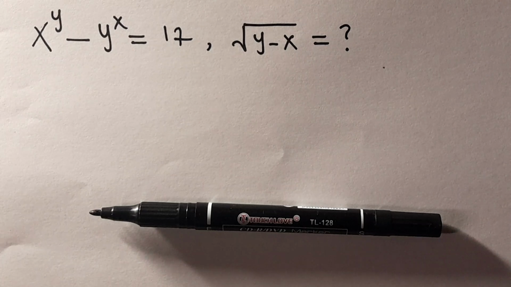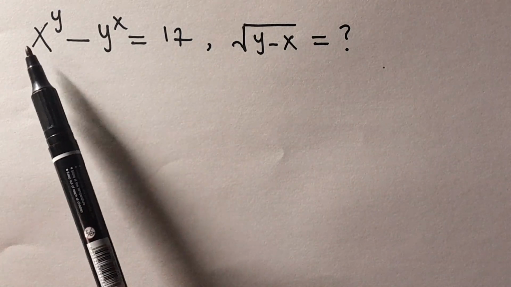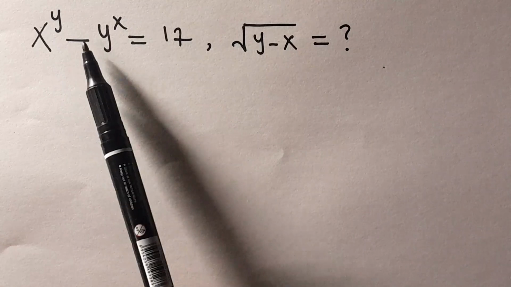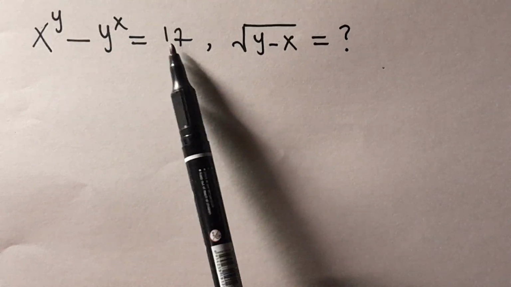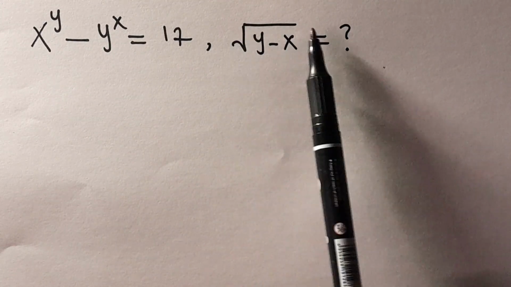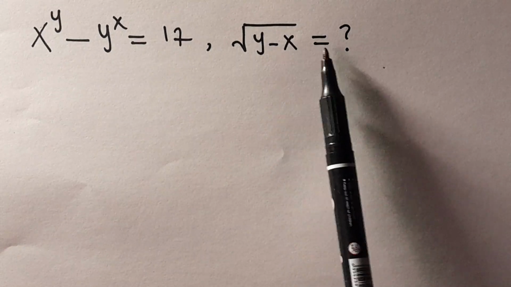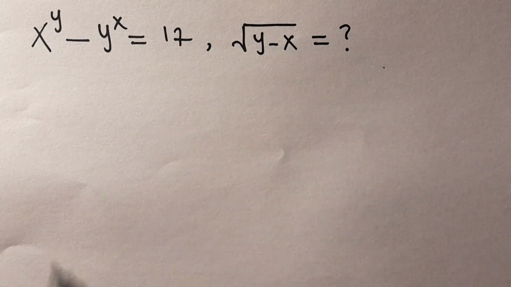Today we want to solve this problem that we have here. We have x raised to power y equals y raised to power x equals 17. The question further says we should find the value of y minus x. The square root of y minus x will be equals what?